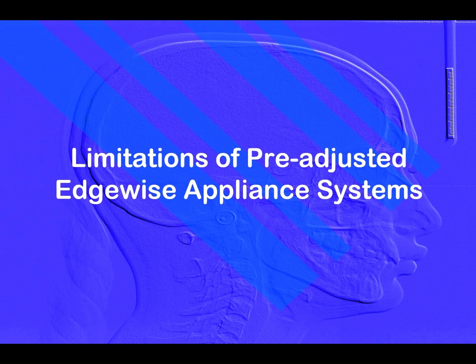Hello, everyone. In this video, we will discuss the general limitations of pre-adjusted edgewise appliances. In contemporary orthodontics, various pre-adjusted edgewise appliances like MBT, Roth, and Alexander are commonly used to correct malocclusions. Although they have many merits over the standard edgewise appliance, they still have many limitations. Understanding these limitations can help a clinician achieve better finishing of the occlusion.